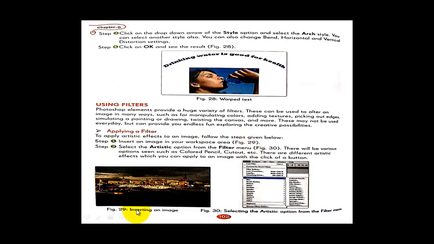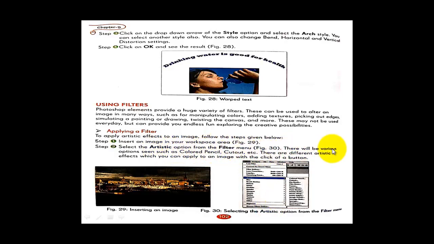Now this is figure number 29, inserting an image. After that, select the artistic option from the filter menu shown in figure number 30 here. There are many options available here, but just for a trial, the book says to choose the artistic option from the filter menu shown in figure number 30.